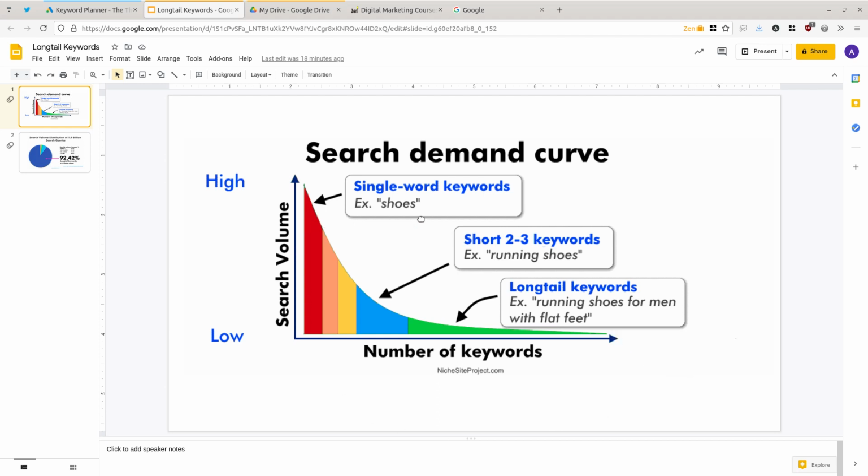The more generic the word, the higher the search volume, and the more specific the word, the lower the search volume. When you go to something like running shoes for men with flat feet, that's very, very specific. It will have much lower search volume, as you can see, because it's on the low end of the graph there, and we call them long tail keywords.